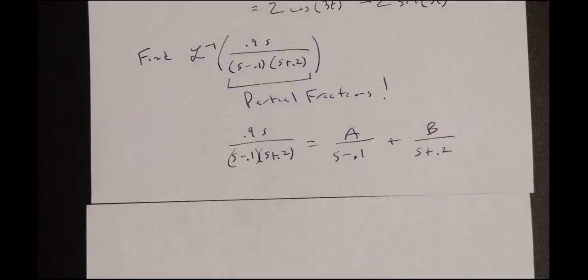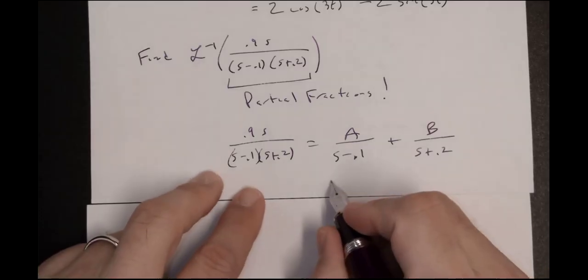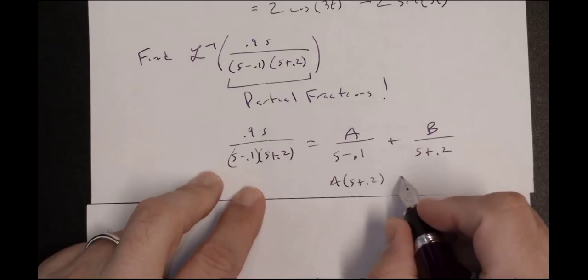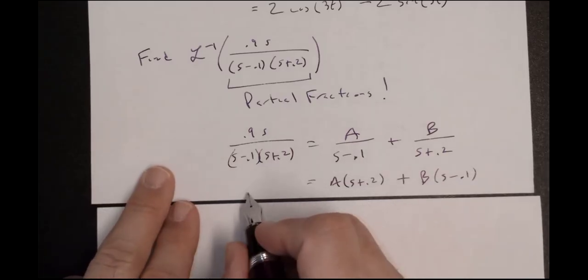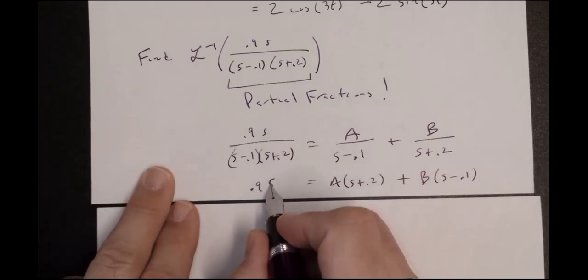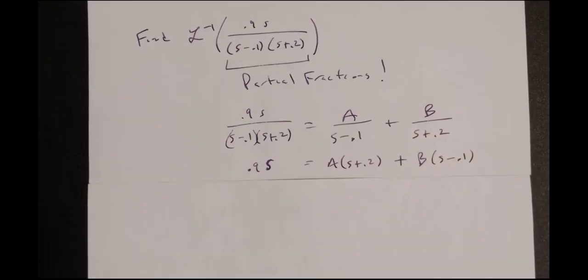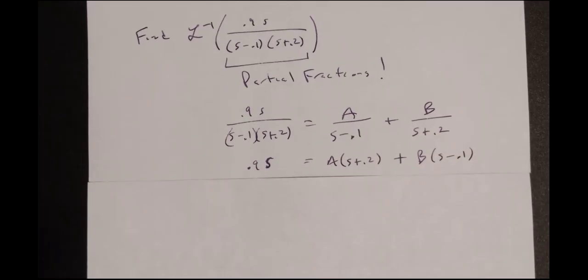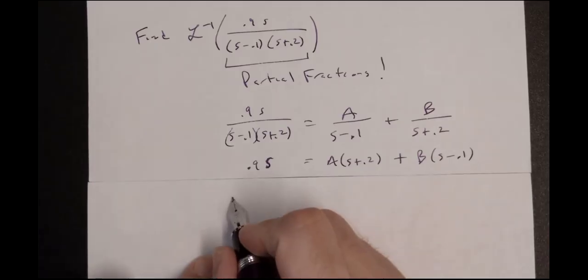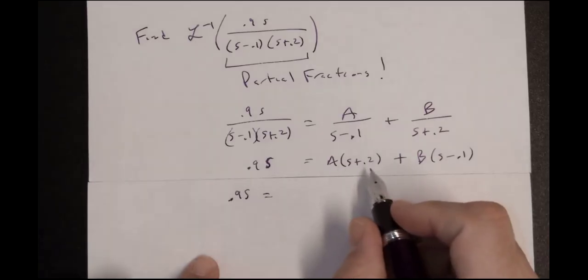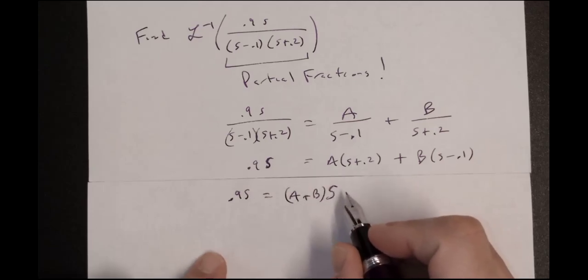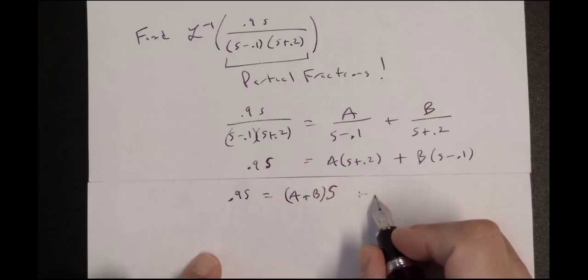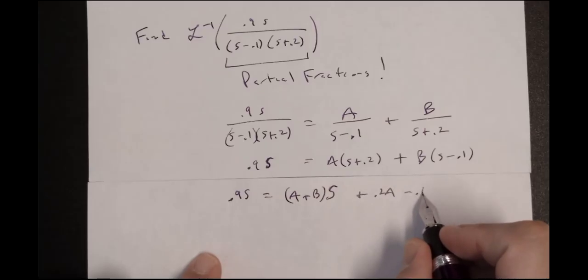Cross multiply. Multiplied by my lowest common denominator, I get A(S + 0.2) and B(S - 0.1). And over here on the other side, I just get the 0.9 S. I've gotten rid of the denominators. Well, now I can rearrange, and I have 0.9 S is (A + B)S, and then plus 0.2A minus 0.1B.